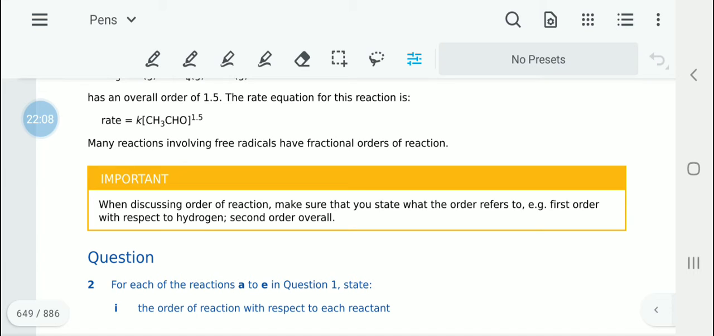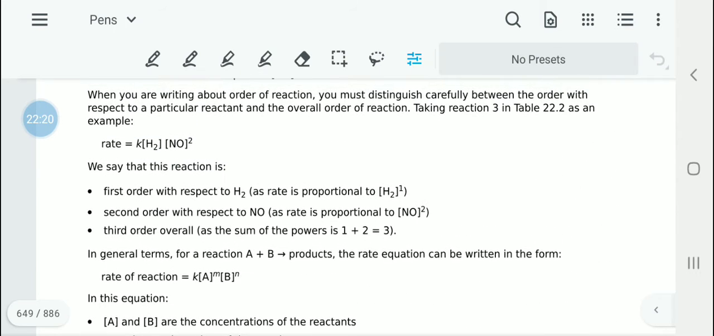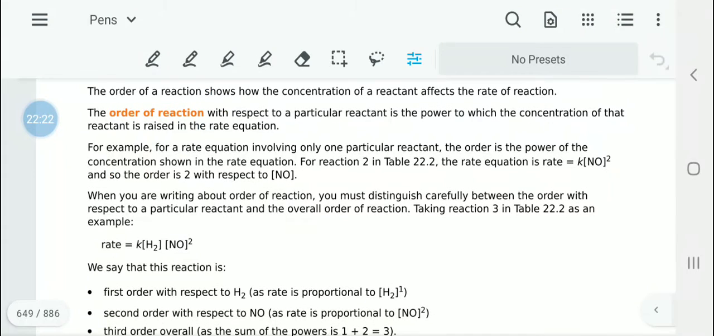When you are giving the order, you have to specify which chemical the order relates to. Sometimes it could be an individual reactant, sometimes it could be for the overall reaction. Write down: order of reaction shows how the concentration of a reactant affects the rate of reaction. That is, the power to which the concentration of that reactant is raised in the rate equation.